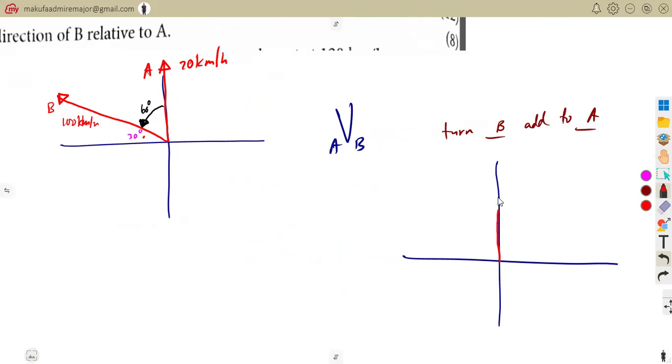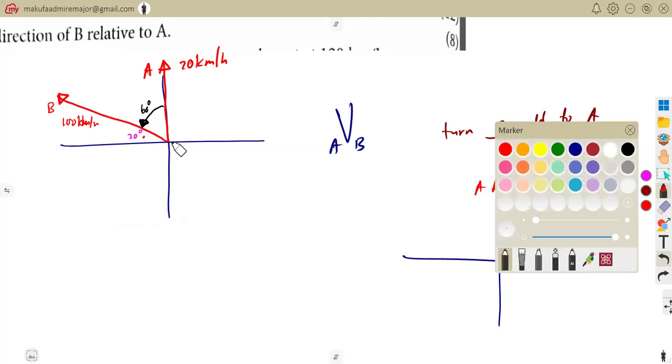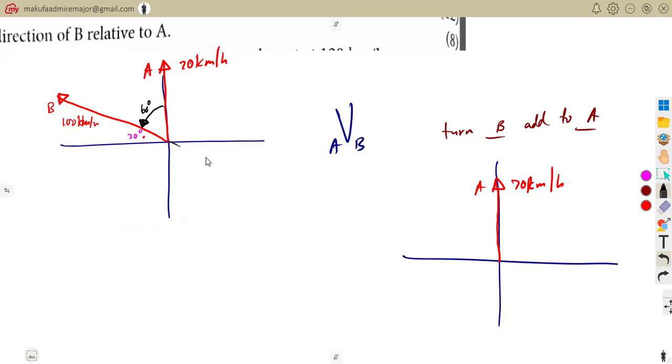So our A is not affected. It was going to be like this. This is our A. Then this one, if we turn it, it is going to be like this. Which angle are we going to use now? 30, not 60, because we are looking for 30 from the horizontal. Yes, the horizontal line. All right, I see this one.